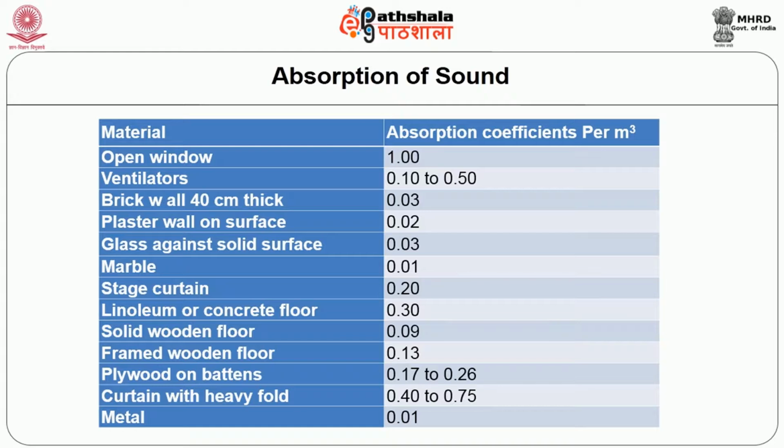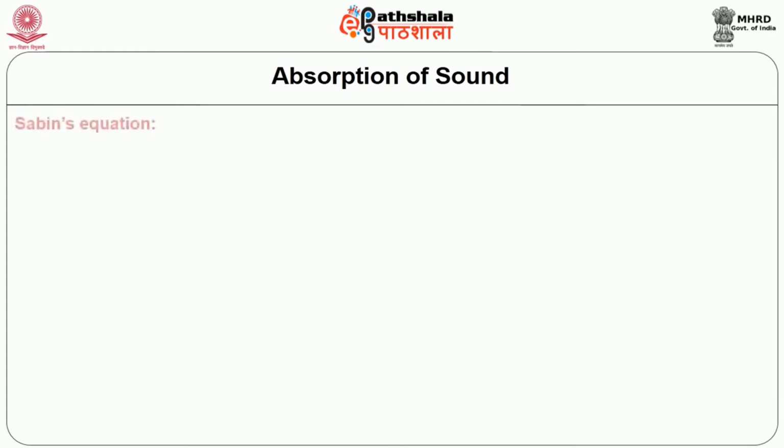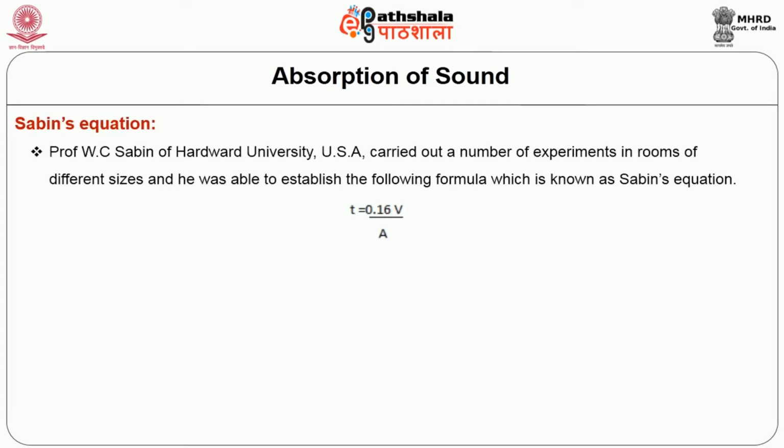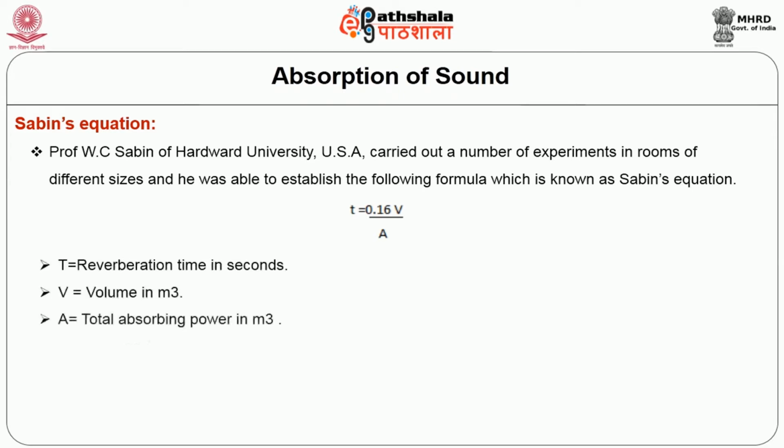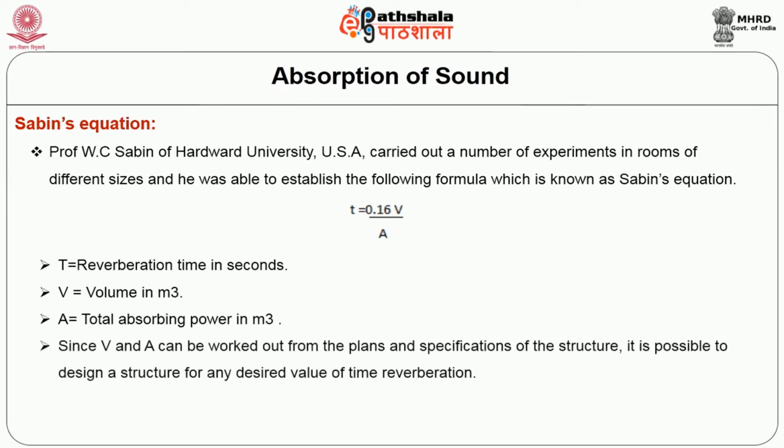Sabin's equations. Professor W.C. Sabin of Harvard University, USA carried out a number of experiments in rooms of different sizes and was able to establish the following formula. T is equal to 0.16 V divided by A. T is the reverberation time in seconds, V is the volume in meter cube, and A is the total absorbing power in meter cube.